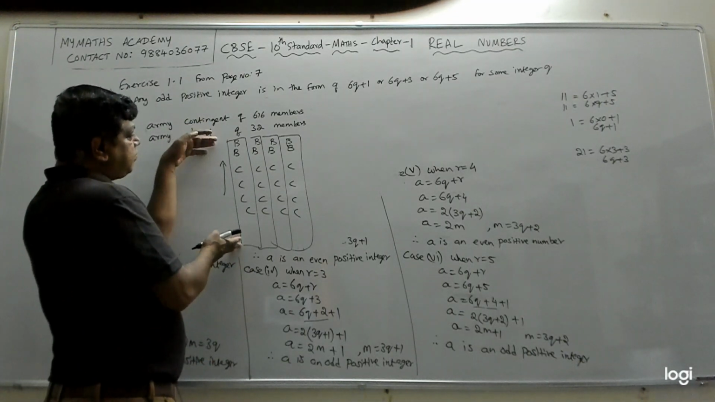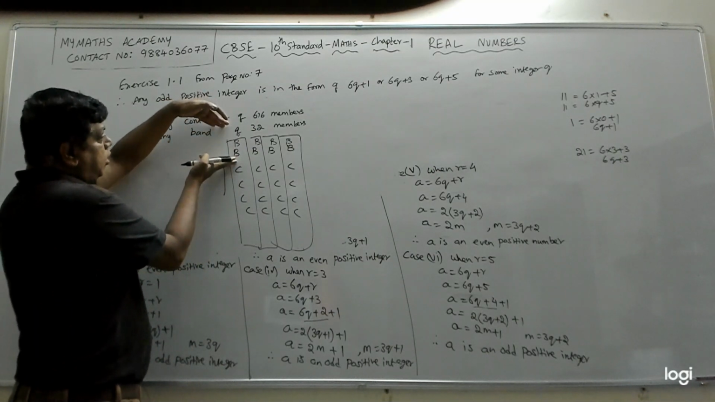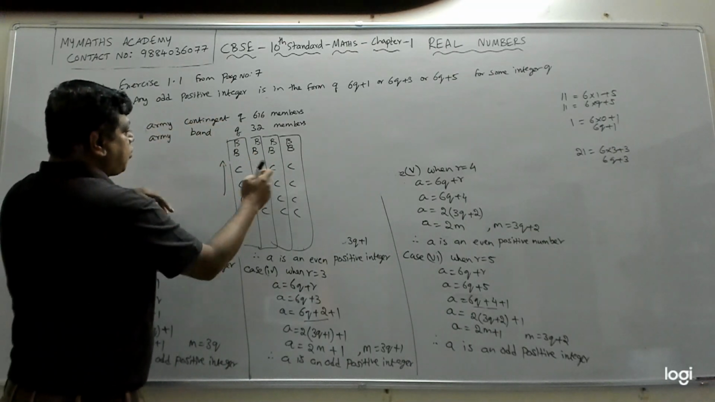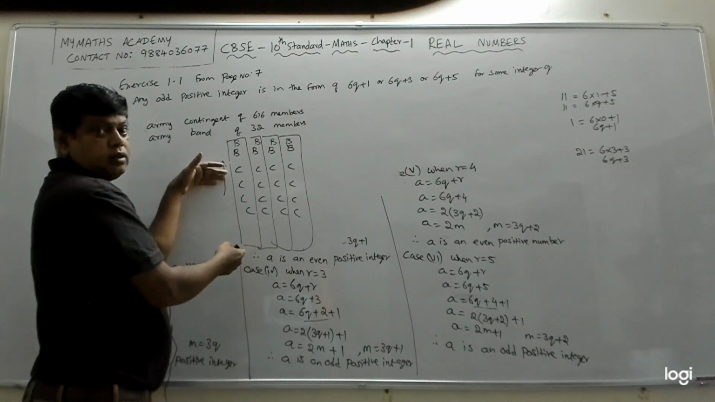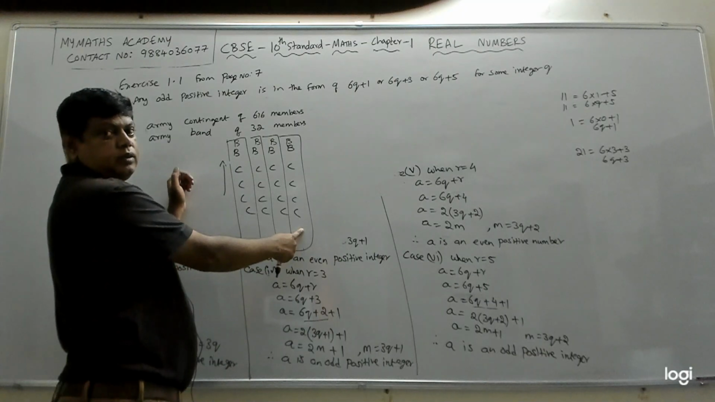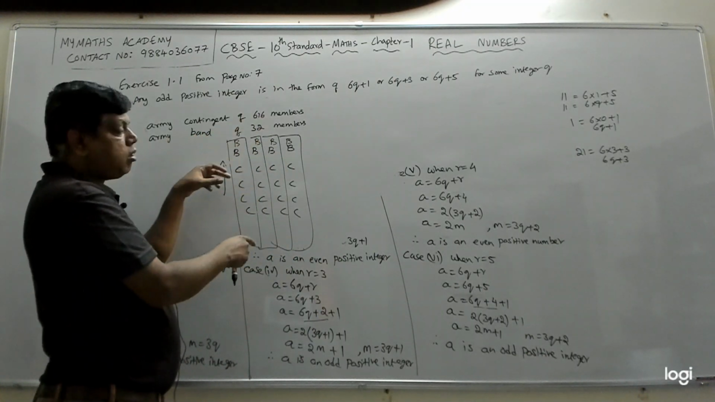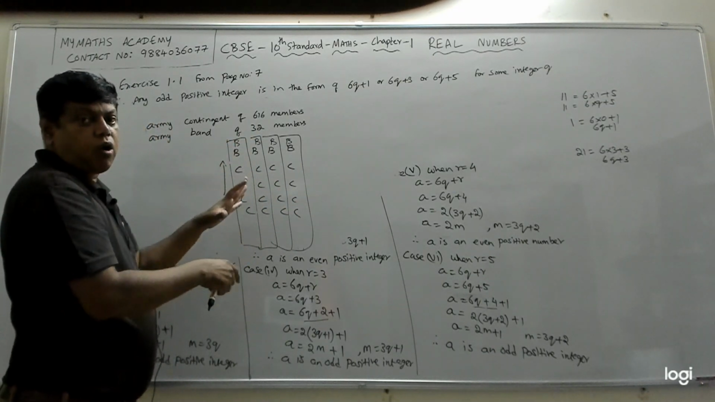We need to find the maximum number of columns in which the army band can march, and the maximum number of columns in which the army contingent can march. Here 1, 2, 3, 4: the band is marching in 4 columns, and the army contingent is also marching in 4 columns.